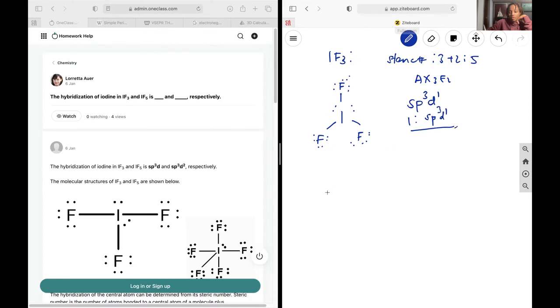hybridized. Now let's check out IF5. And this one has 7 by 6 electrons for its valence electrons, and that is going to give me 42. So I have I in the middle, and my terminal fluorines. Fill in everybody's octet.